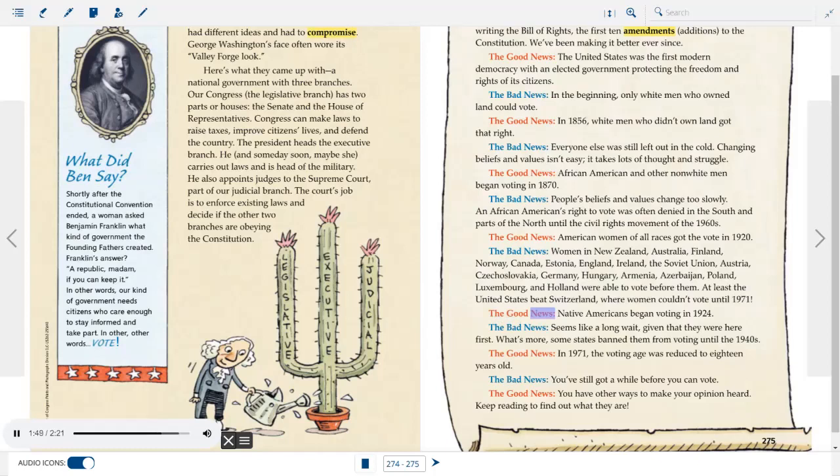The good news. Native Americans began voting in 1924. The bad news. Seems like a long wait, given that they were here first. What's more, some states banned them from voting until the 1940s. The good news. In 1971, the voting age was reduced to 18 years old. The bad news. You've still got a while before you can vote. The good news. You have other ways to make your opinion heard. Keep reading to find out what they are.